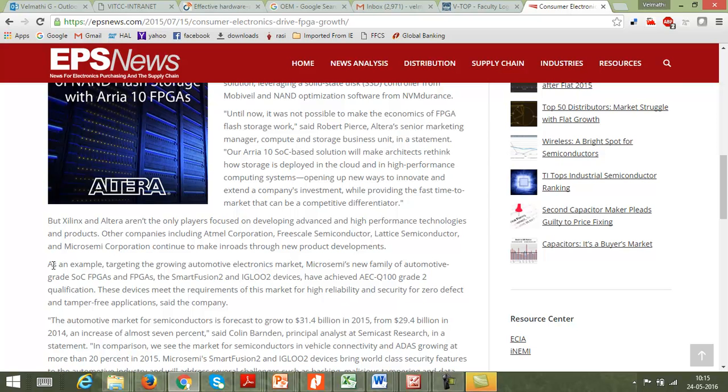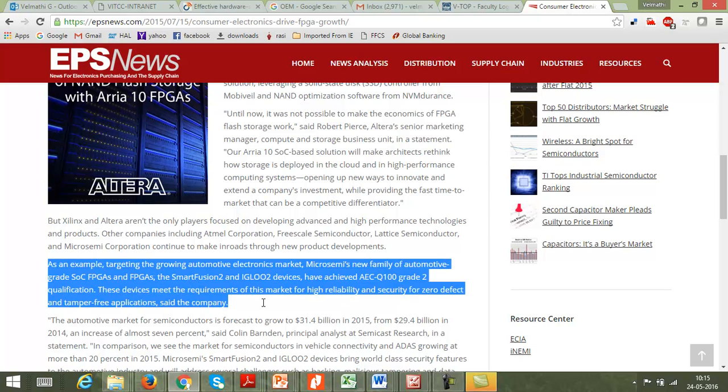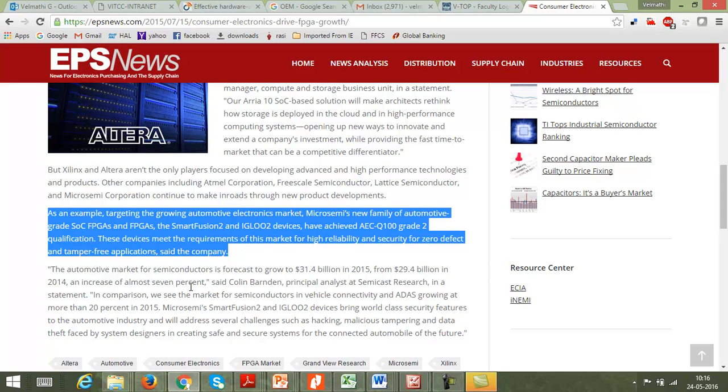If you see the targeting of the growing automotive electronics market, there is a new family of automotive grade SoC FPGAs and SmartFusion devices. Everything has been achieved because of this. The automotive market for semiconductors is 31.4 billion in 2015 from 29.4 billion in 2014, such a huge increase, almost 7%.